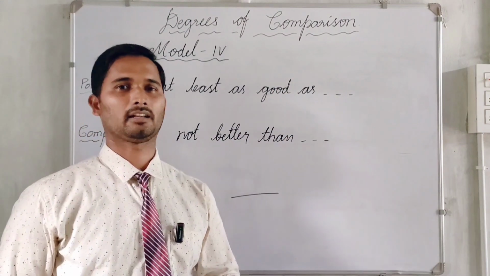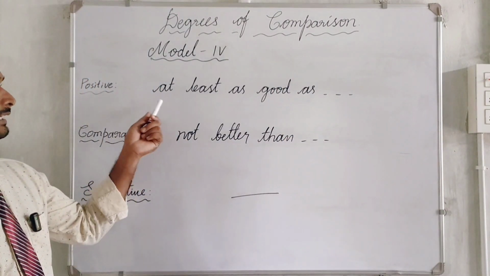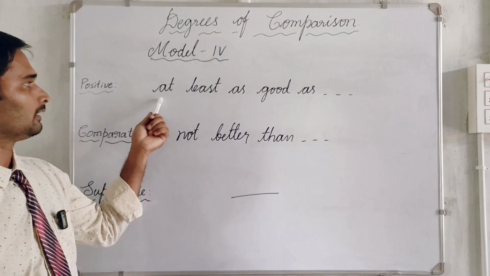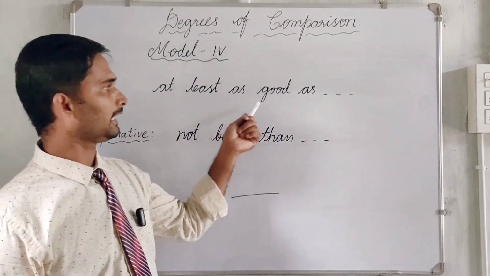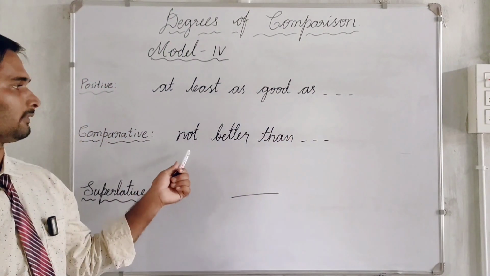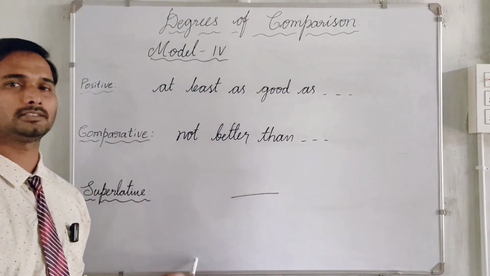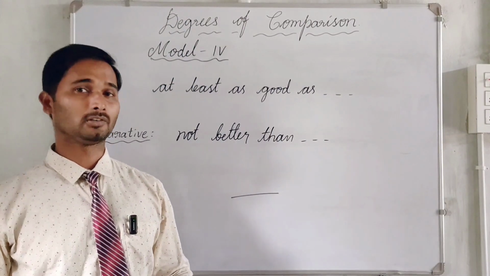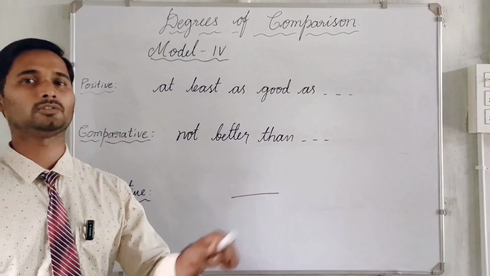Degrees of comparison, Model 4. Let us learn the key points or hints. Positive: at least as good as. Comparative: not better than. And it doesn't have the superlative degree, because we compare only two things or two people.